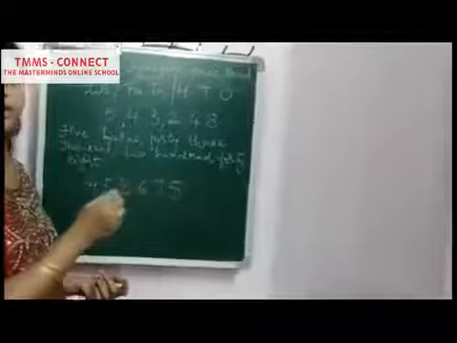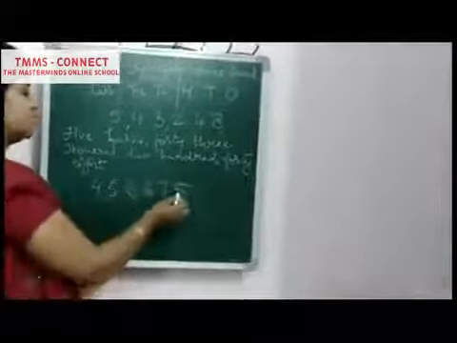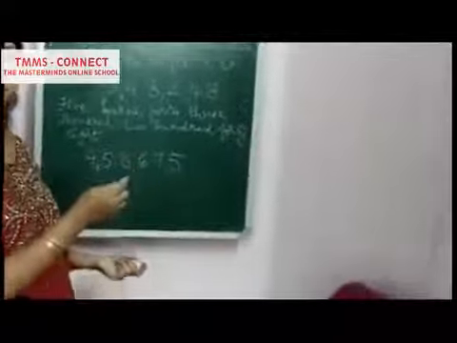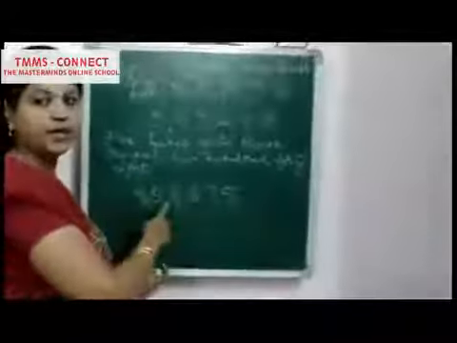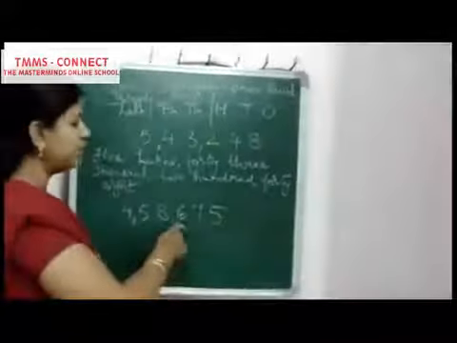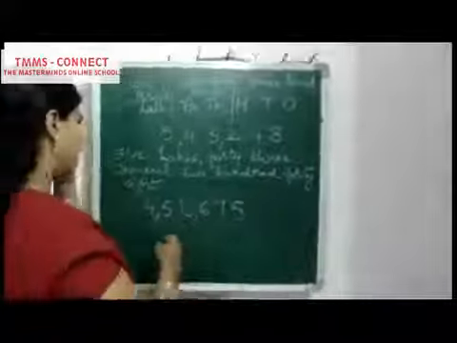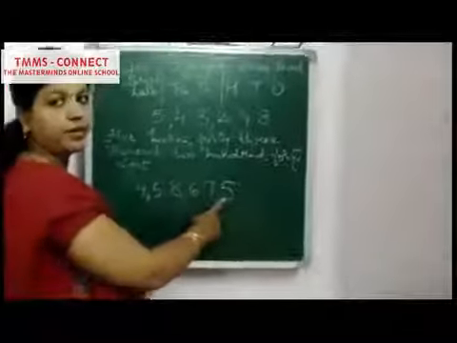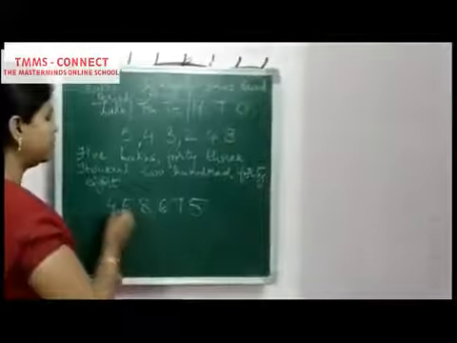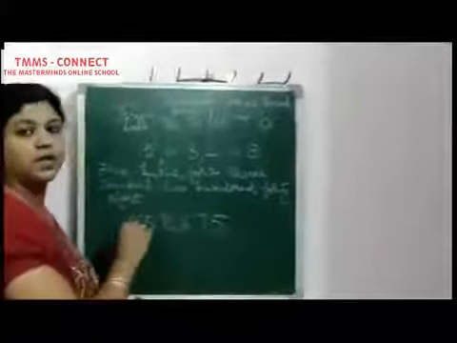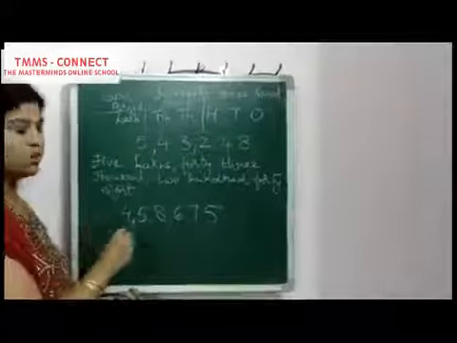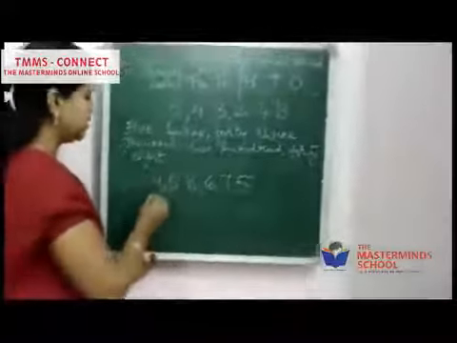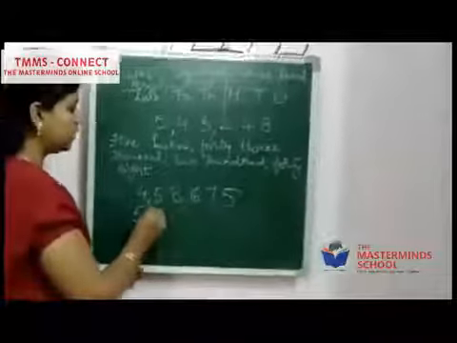Before this, we'll place the commas: ones, tens, 100, 1,000, 10,000. So how do we read this number? 4 lakhs 58,675. Okay, if we have one more digit here, then it will come under the 10 lakhs place. That will come under the lakhs period itself. So let us see an example for that.